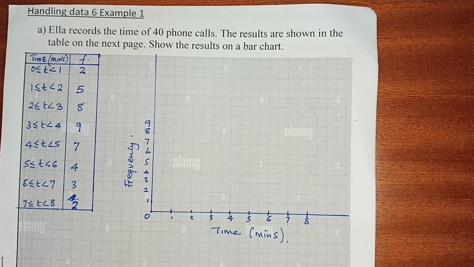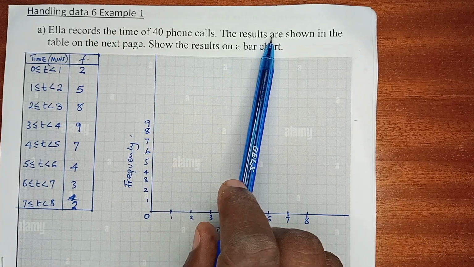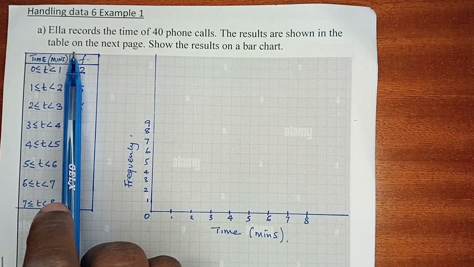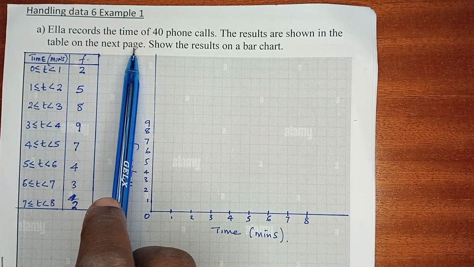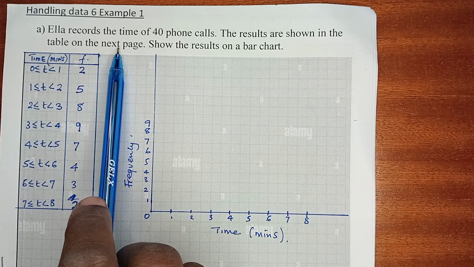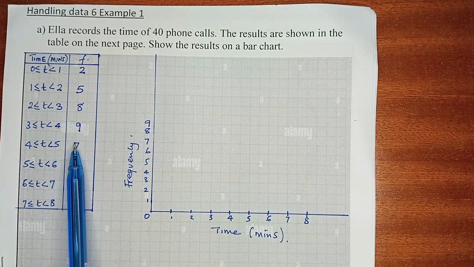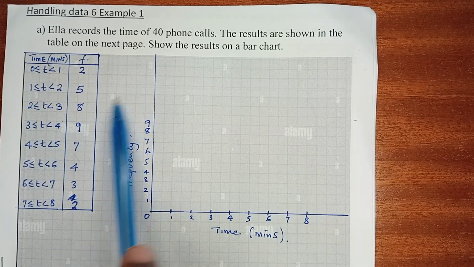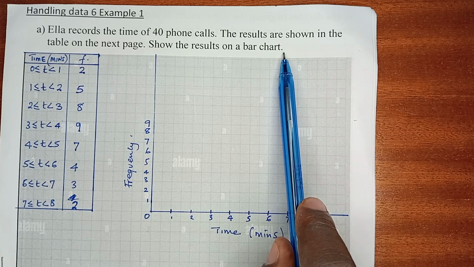In this video we would want to start explaining handling data 6, and we start with example 1 of IGCSE 9-1 Mathematics A. And in this video we are talking about Ella records the time of 40 phone calls, and results are shown in the table on the next page. Now that table that is supposed to be in the next page has been brought to this page, and it is actually this table. Show the results on a bar chart.